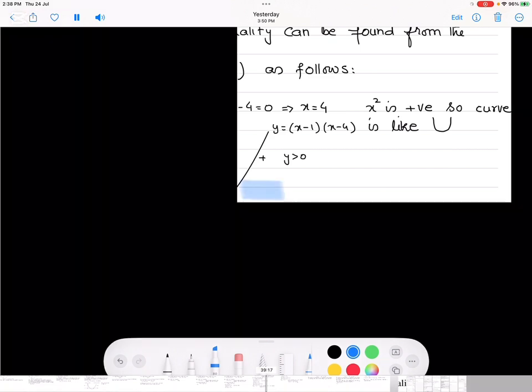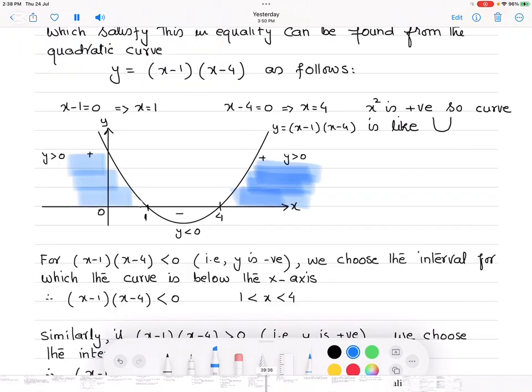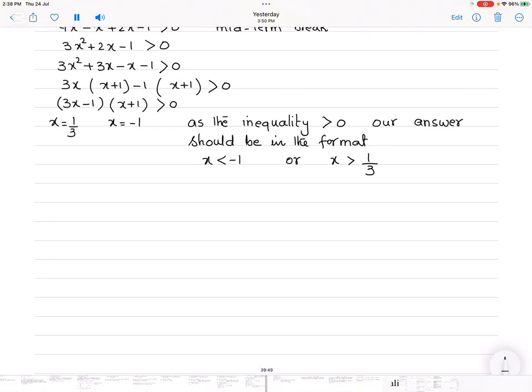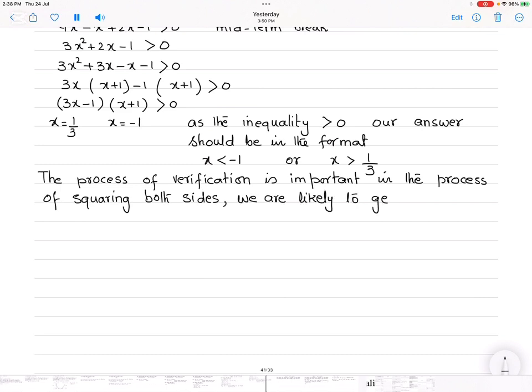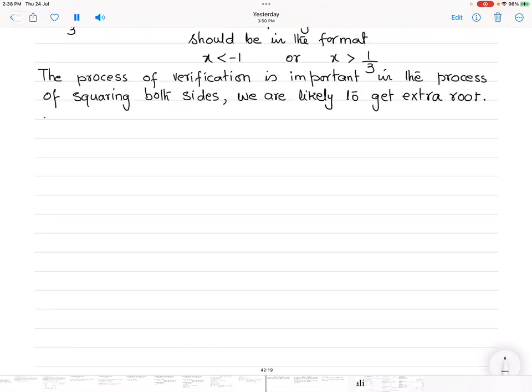Look at this diagram. I'm shading it in blue color. So this side we have to choose. The process of verification is important when squaring both sides. We are likely to get an extra root.